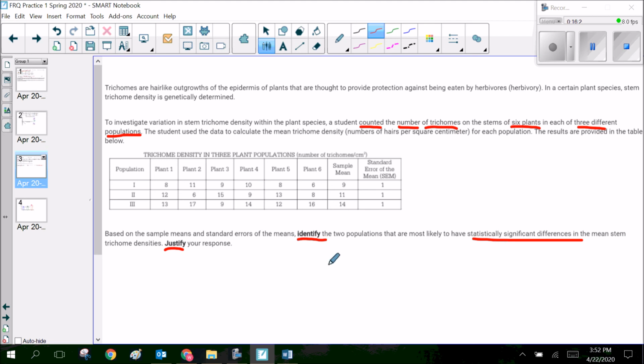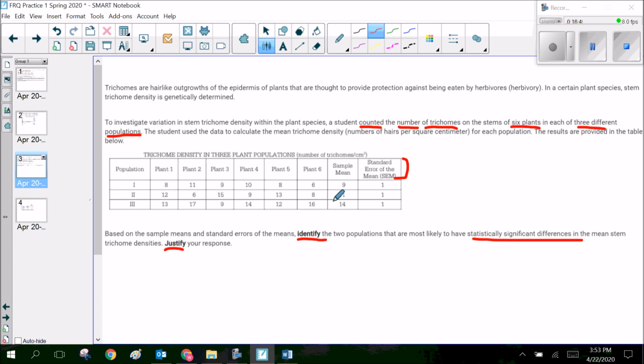Well, the first thing, I need to identify populations that are statistically significant. What does that mean? Well, it means that when I use some form of statistical analysis, in this case, such as the standard error of the mean, which is given to me, I'll be able to tell whether or not the differences in the means of these populations are most likely due to random sampling error and chance, or because there is a statistically significant difference between them.